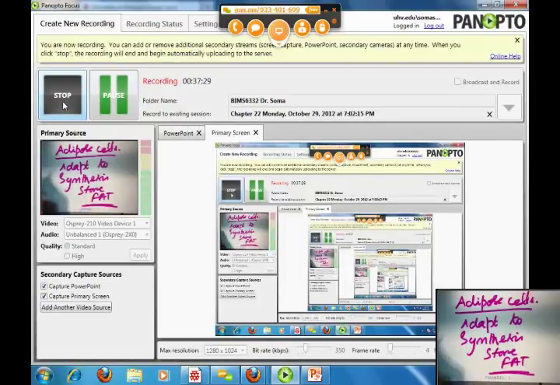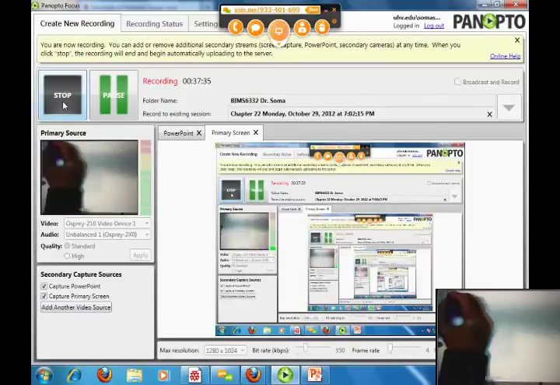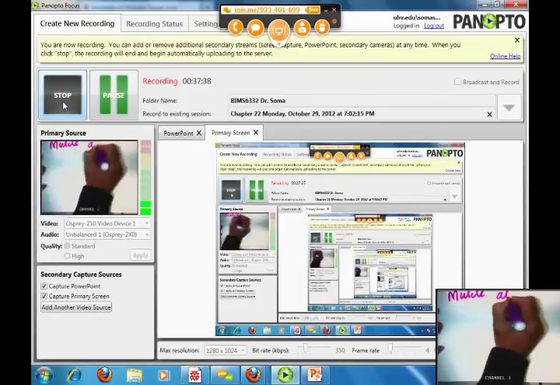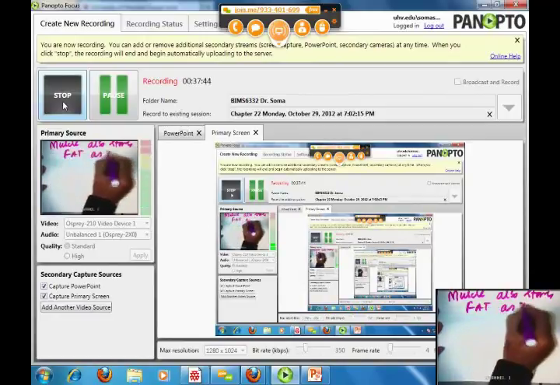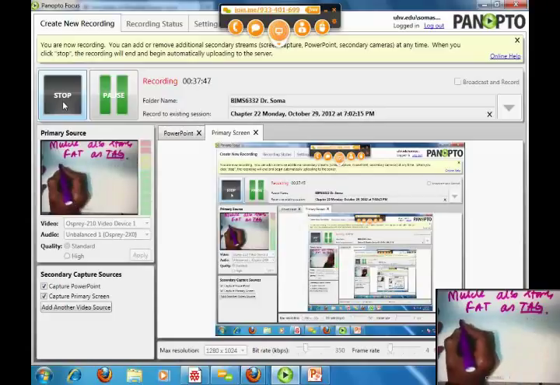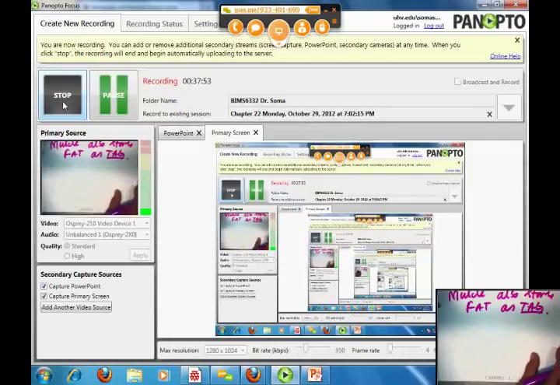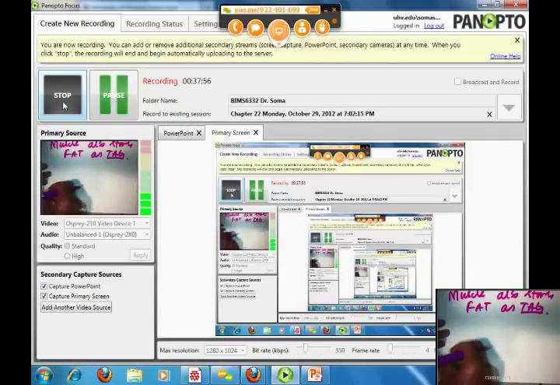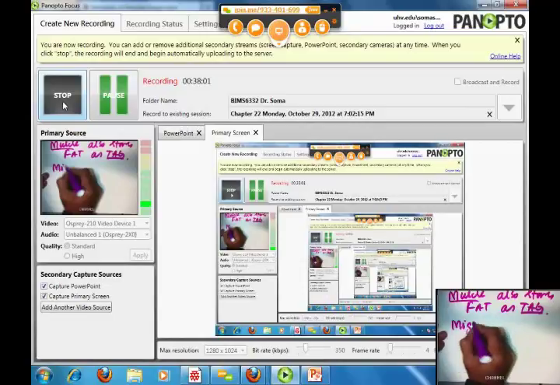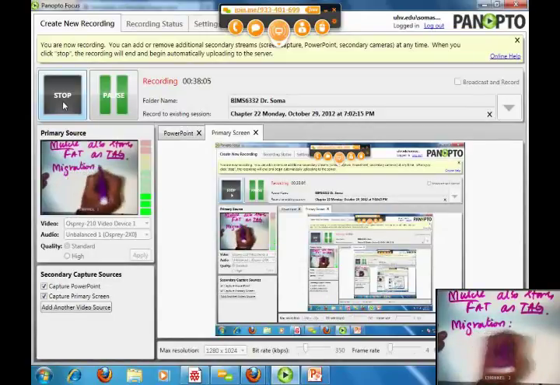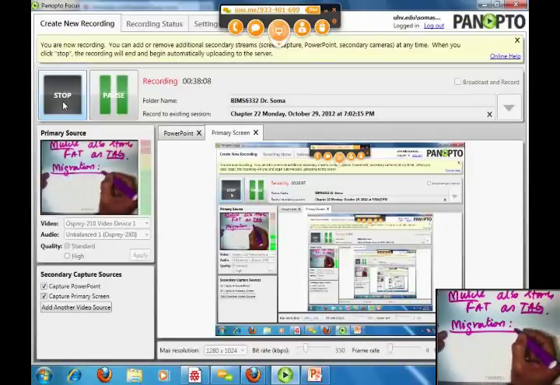Okay. Now, muscles also store TAG. Muscle also stores fat as TAG, triacylglycerol, for its energy needs, because the muscle needs more energy when you work, right? And as an example of TAG as an energy source for muscle, we can give the migration of migratory birds, one of them the golden plover.